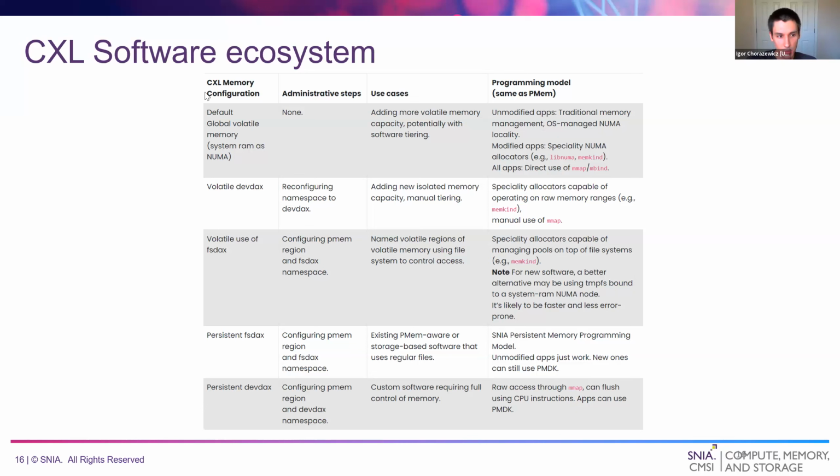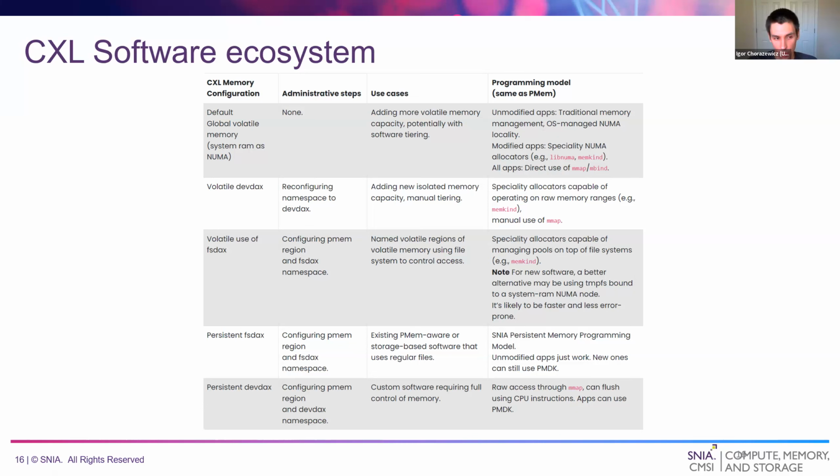And the second case is basically a volatile use of FSDAX. So this is a case where we create a file system on top of the before mentioned memory. And we can utilize all of the file system APIs, or we can map the file into memory and directly access the underlying content.